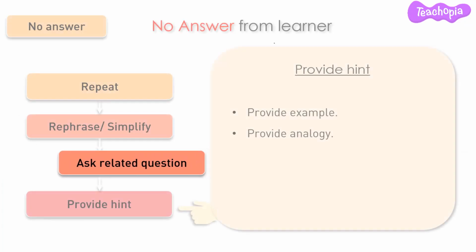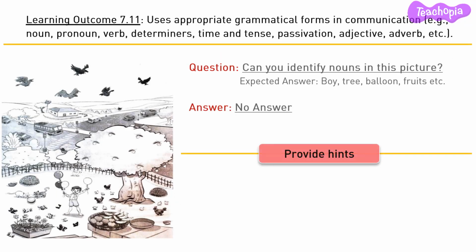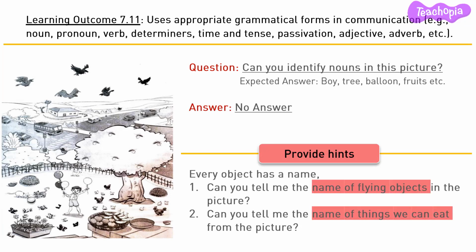Now, finally, let's say the child has not answered your question as yet. What we can do is provide a hint, that is, provide an example, or we can provide an analogy. So what does that mean? So same question once again. Can you identify nouns in this picture? You can give the child or ask the child question while including some hints that helps them answer the question.